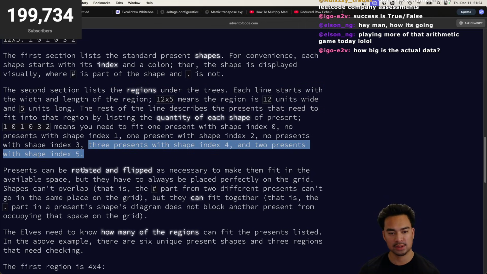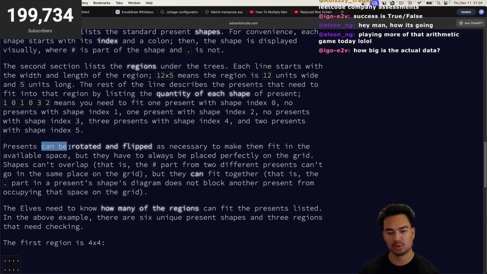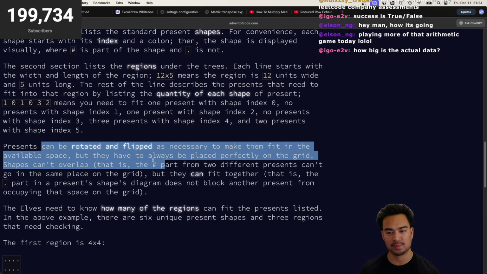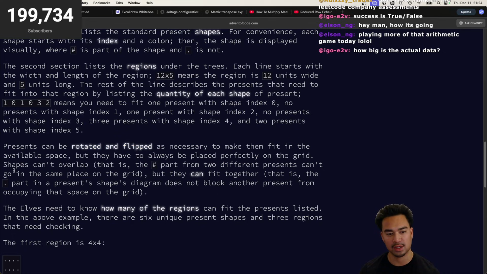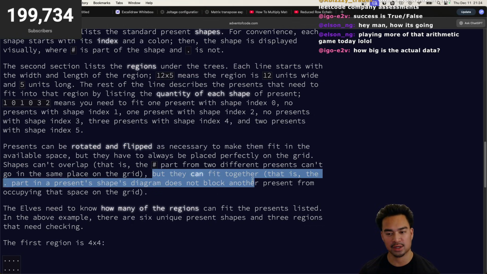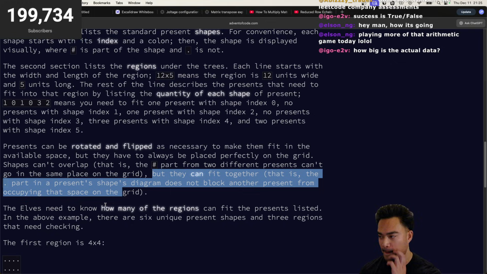Presents can be rotated and flipped as necessary to make them fit in the region, but they have to always be placed perfectly on the grid. Shapes can't overlap, but they can fit together. That is, the dot part in a present shape diagram does not block another present from occupying that space on the grid.